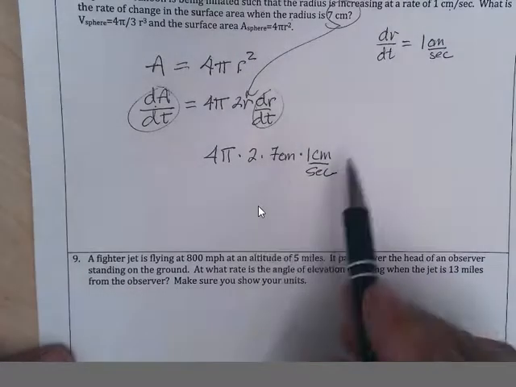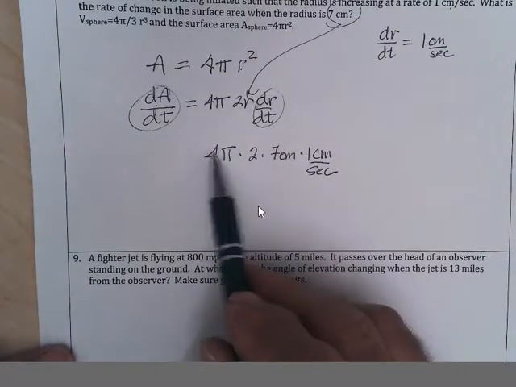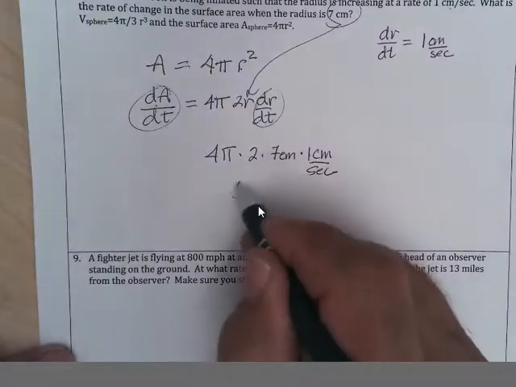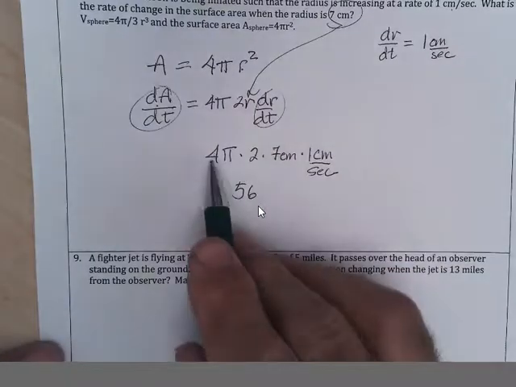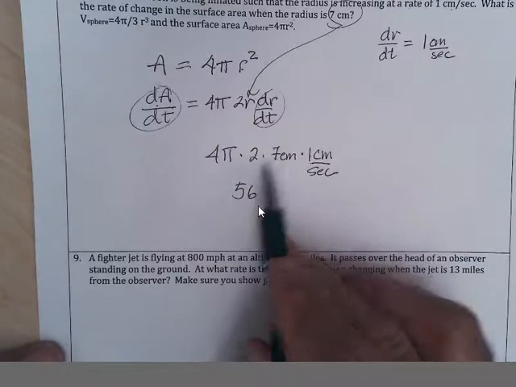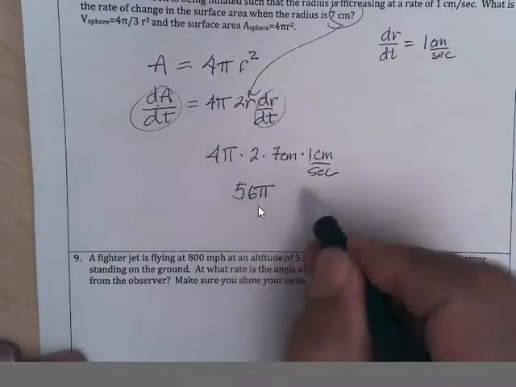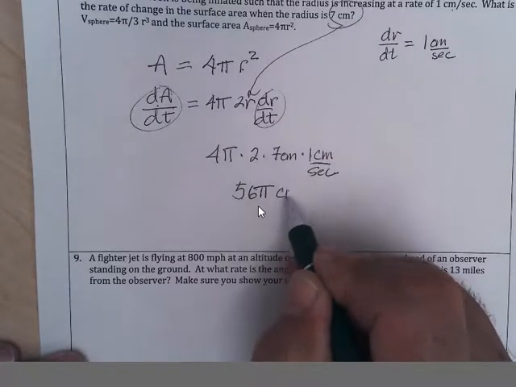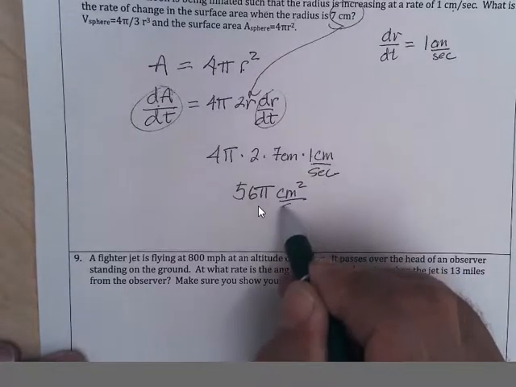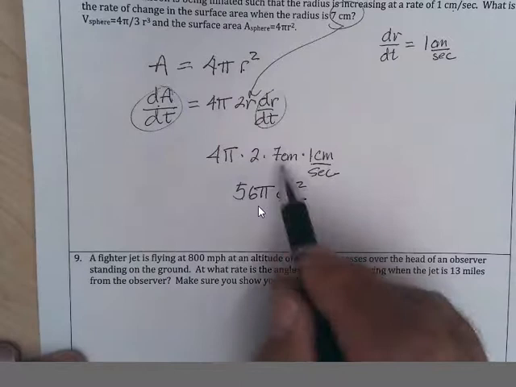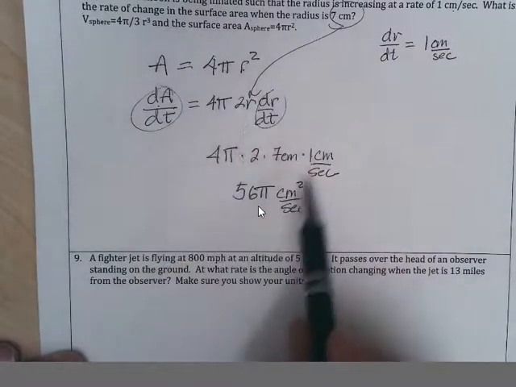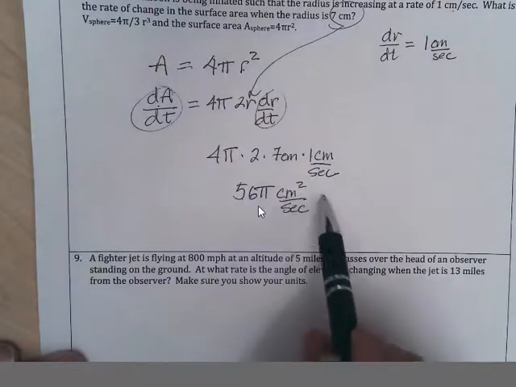And so I get 1 times 2 times 4 is 8 times 7 is 56. 8 times 7, 56. Is that right? Yeah, I think so. For some reason, I'm getting tired. It's late. 8 times 7, just to make sure I did that right. Yeah, 56 pi centimeters squared per second, which is a reasonable unit for change in the surface area per time.